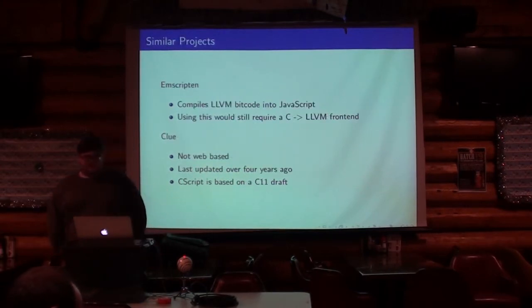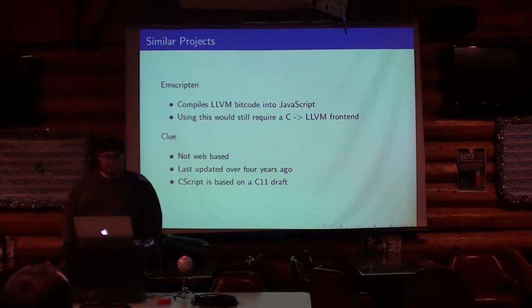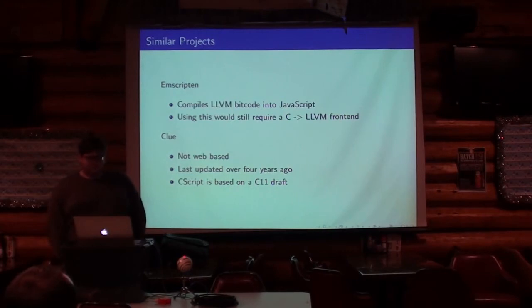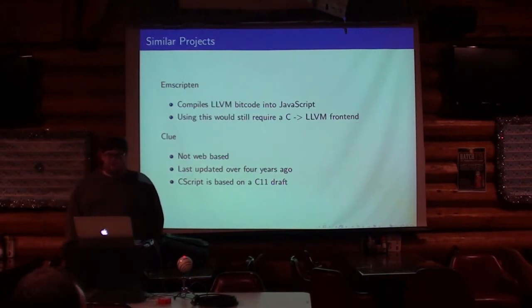Similar projects, because I did try to find things that have done this or similar things in the past. There's Emscripten, which compiles LLVM bitcode into JavaScript. If I were to use this, I would still need something that compiles C to LLVM bitcode, and I want it to run on the web. So that's probably almost as hard of a project. Then there's Clue, which is not web-based, and was last updated over 4 years ago. And I'm basing this on a newer C11 draft. So theoretically, Clue could probably be used, but I'm also interested in the back end, just the writing and compiling projects. So I think it's just a fun thing to do.